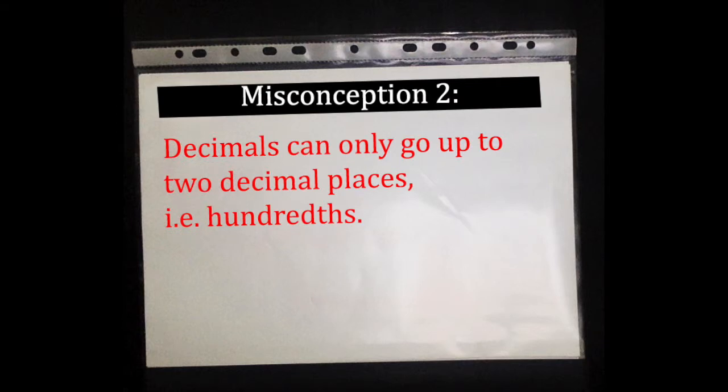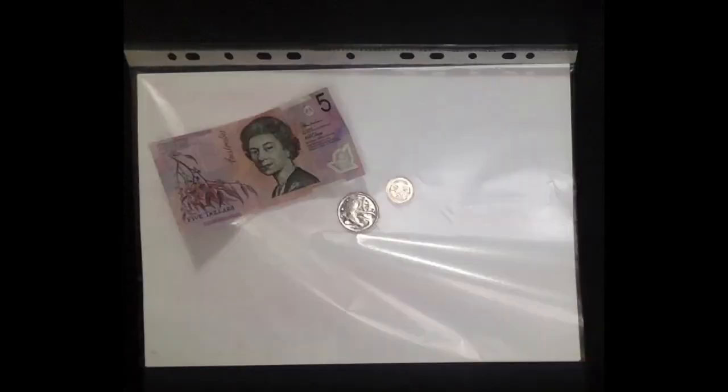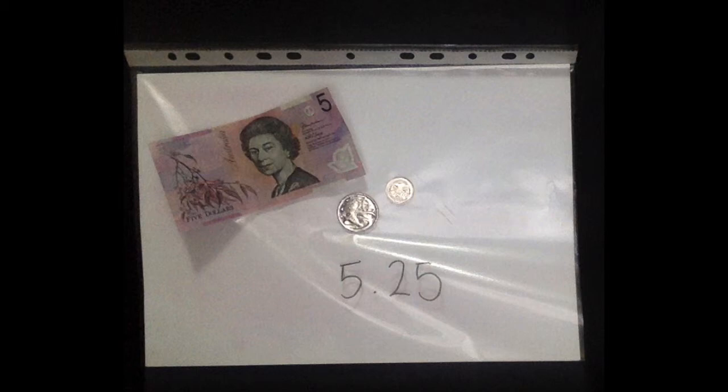Another misconception often held by students is that decimals can only go up to 2 decimal places, that is, up to hundredths. This misconception arises because when students are first introduced to decimals in Stage 2, much of the content surrounds money, which only goes up to hundredths. To overcome this, teachers may continue to use tactile materials that go beyond hundredths.